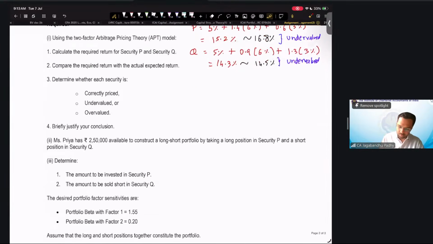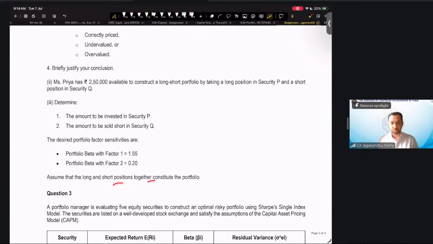Next is the second case. Mr. has 2,50,000 available to construct a long short portfolio by taking a long position in P and a short position in Q. Determine the amount to be invested in P and the amount to be short sold in Q. And we want the portfolio betas to be 1.55 and 0.2. Assume that the long short positions constitute the portfolio. So how do we get this particular part?